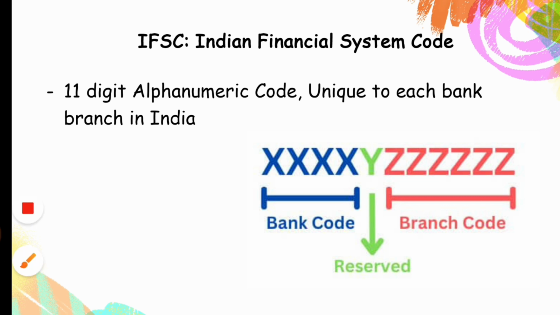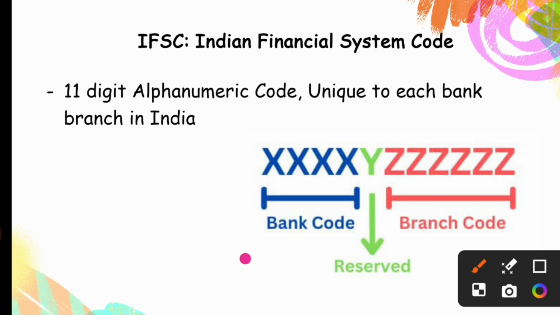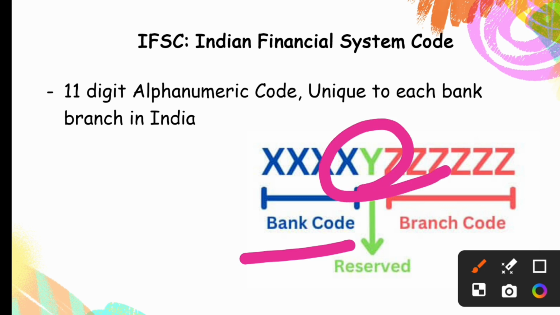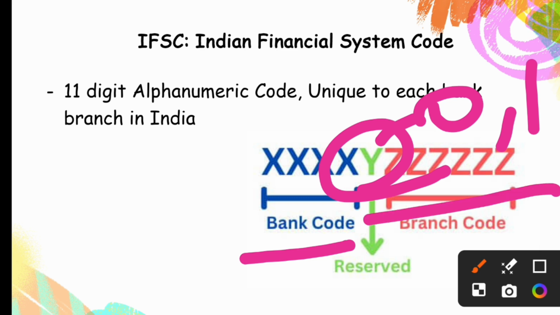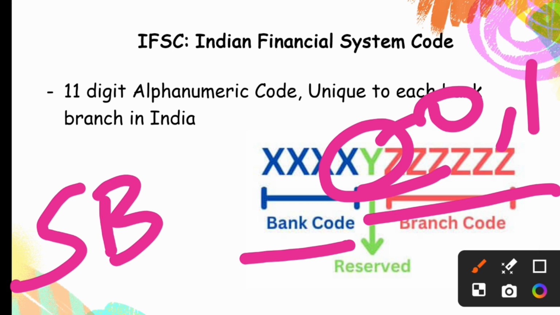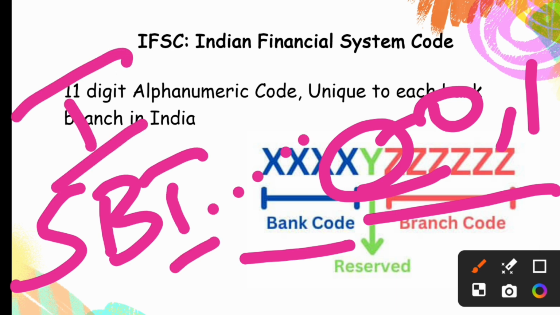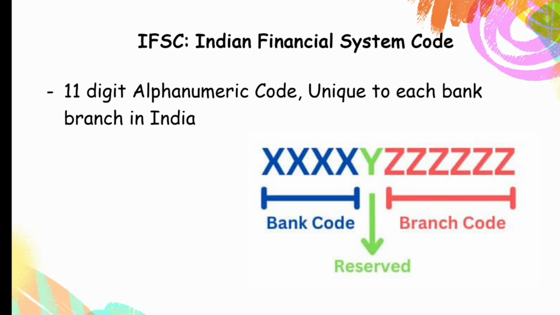So if you see the structure of this particular IFSC, here it will be mentioned as the bank code, and Y is the reserved category. It is there for future purposes. It will be 0 or 1 or something like that, and you will have a branch code at the end. So if suppose it is SBI Bank, it will be mentioned as SBI and so forth, and if it's Indian Bank, IDIB, like that, it will be mentioned. So this is what is called IFSC, which is the 11-digit alphanumeric code.